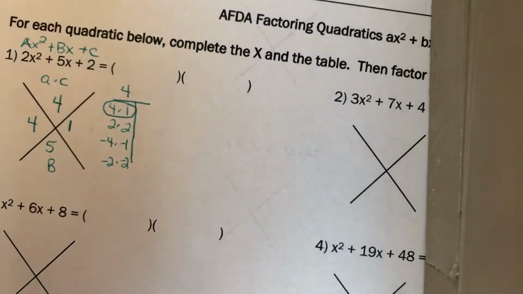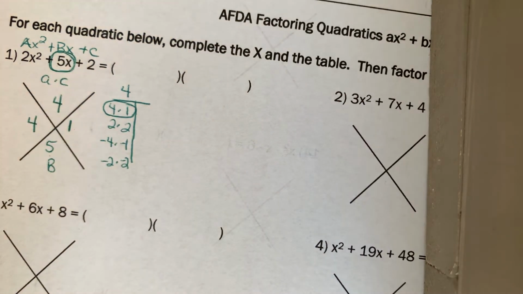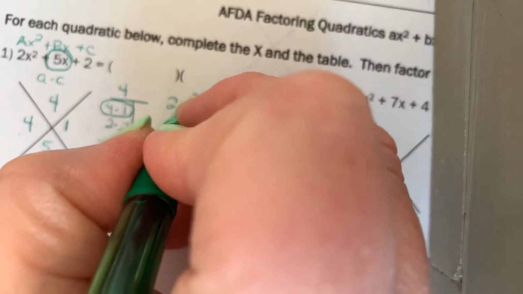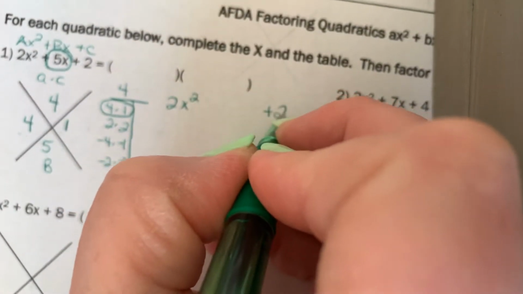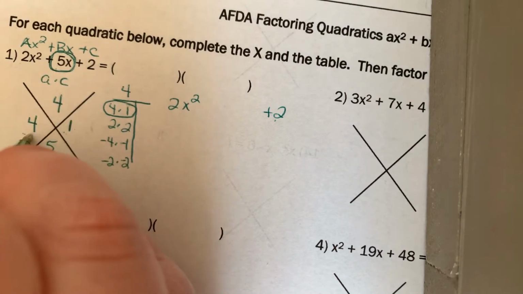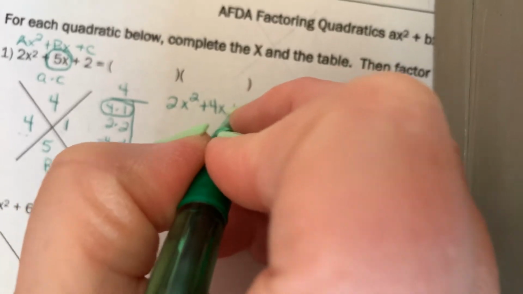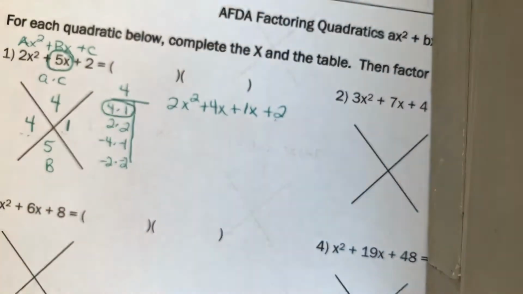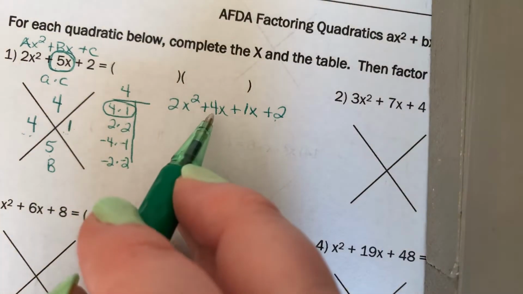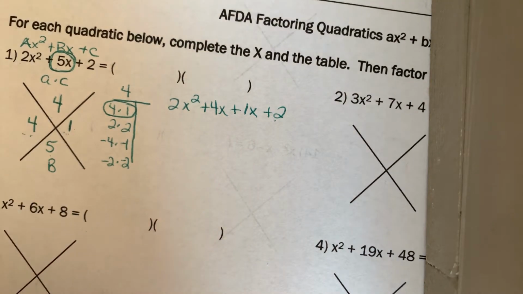So now we're going to use those numbers and replace the b with these two new numbers. So the 2x squared is going to stay, as well as the plus 2, our c value. But instead of having 5x in the middle, we're now going to have 4x and 1x. So plus 4x plus 1x. It does not matter which order you write these in. If you write the 1x first and then the 4x, it's fine. You should get the same answer at the end.